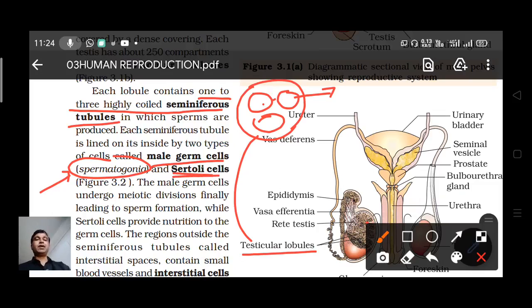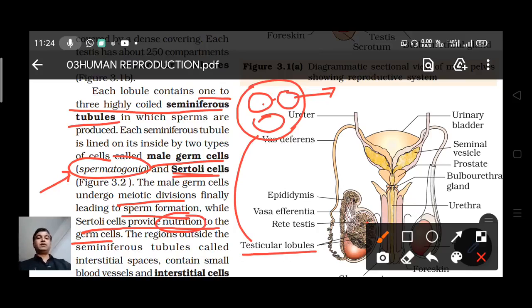The male germ cell undergoes meiotic division, finally leading to sperm formation. From the spermatogonia, sperms are formed, while the Sertoli cell provides nutrition to the germ cell. The function of both cells is given. The male germ cell or spermatogonia undergoes meiotic division and produces sperms. The Sertoli cell will provide nourishment for the developing germ cells.